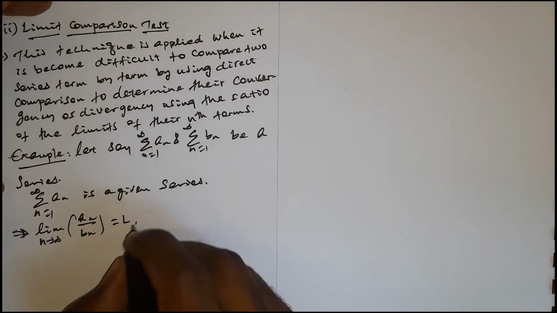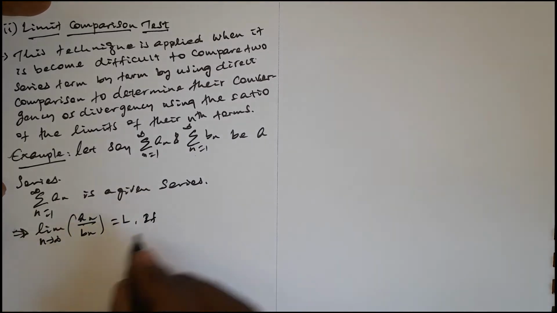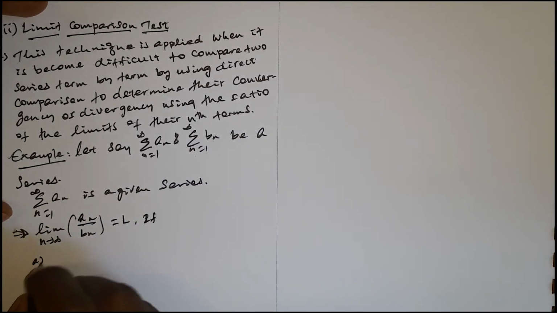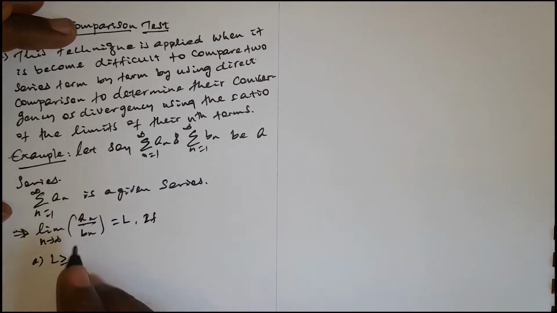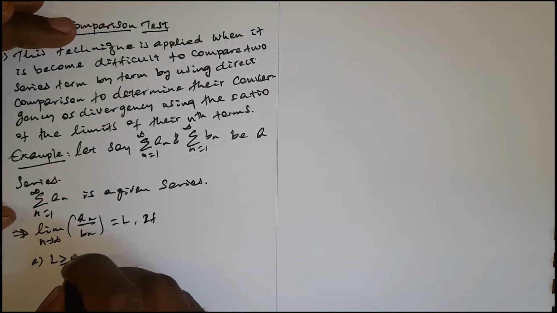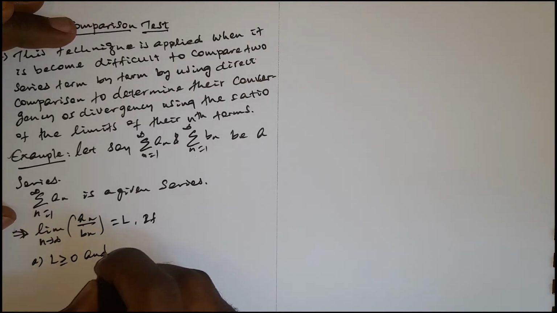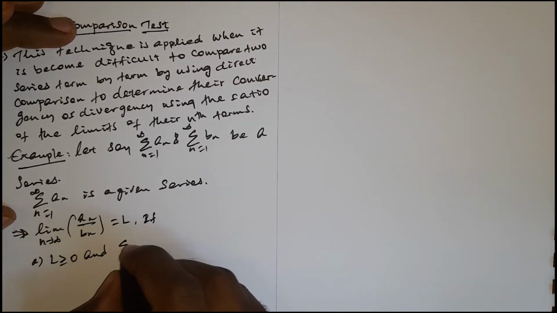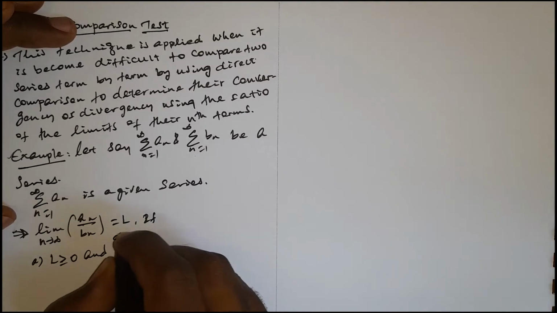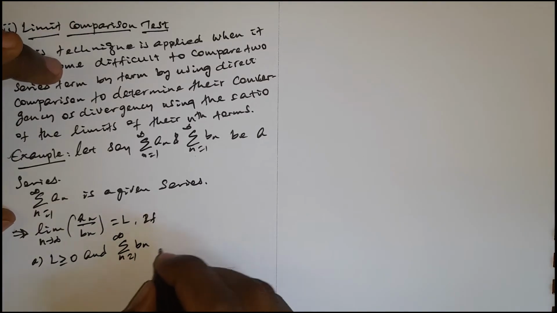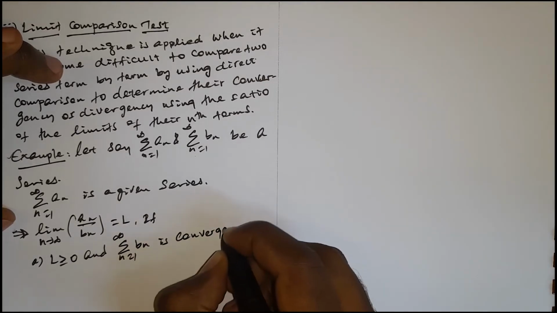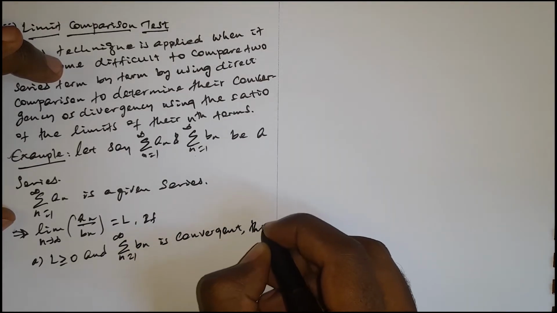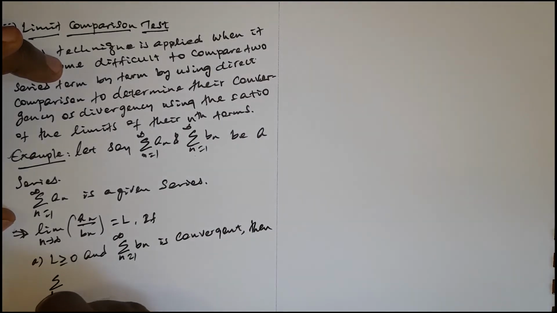If L, the limit of the ratio, is greater than or equal to 0 and BN is convergent, then the given series AN becomes convergent.